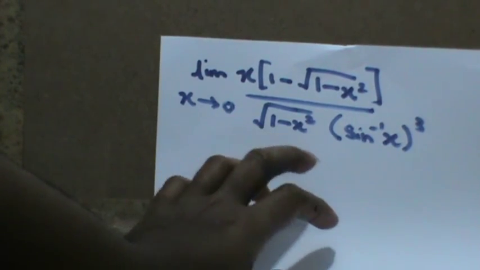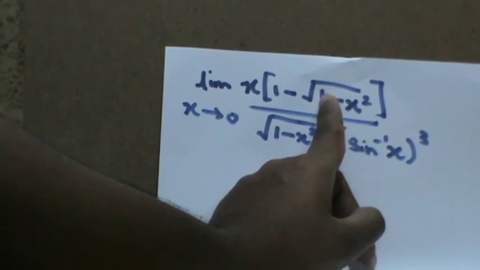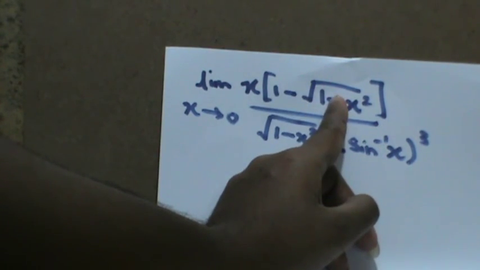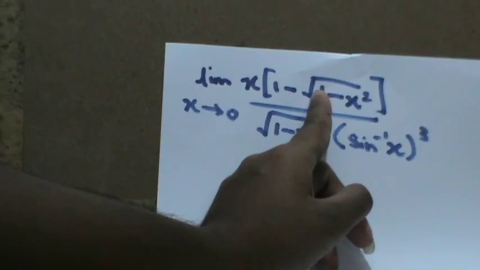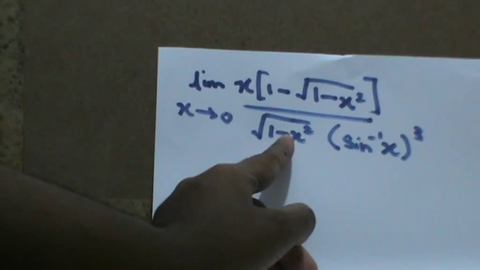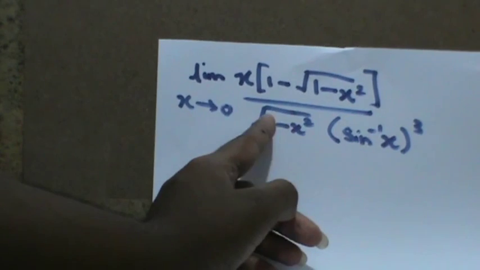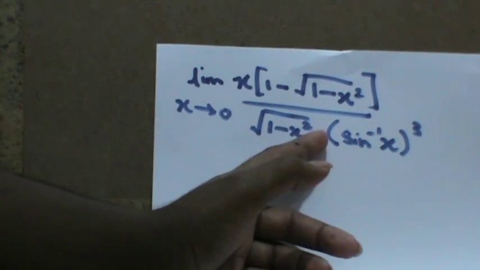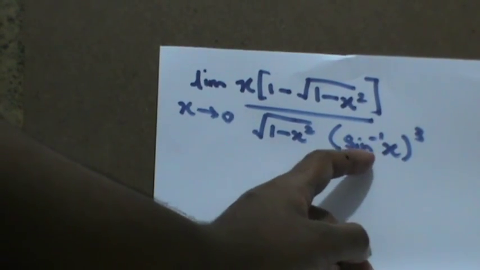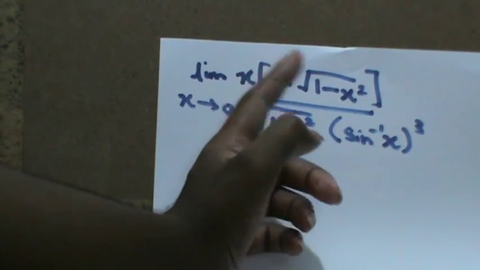If you substitute 0 in place of x, x squared is 0, so 1 minus 0 is 1, and the root of 1 is 1. So 1 minus 1 is 0, and here is 0, so 0 times 0 is 0. The numerator will be 0. In the denominator, 1 minus 0 is 1, and the root of 1 is 1. Sin inverse 0 is 0, that cubed is 0, and 0 multiplied by 1 is 0. So the numerator is 0, the denominator is 0.